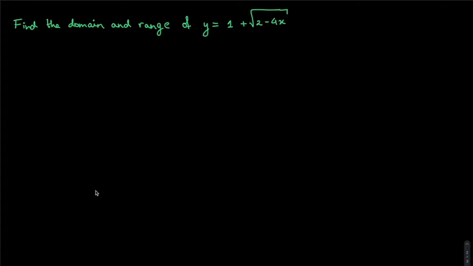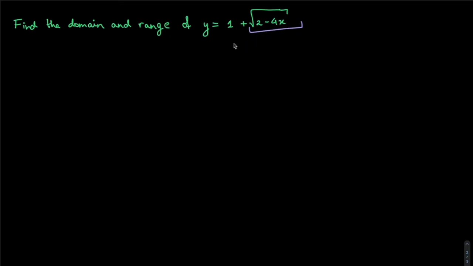All right, so here we have to find the domain and range of y is equal to 1 plus the square root of 2 minus 4x. Let's start with the domain. Let's break this up into two different sections. We have this and this. The domain of this doesn't really exist. This is just a 1. You're just adding 1 to whatever is happening inside here, so we can basically ignore this. It won't affect the domain by any means.